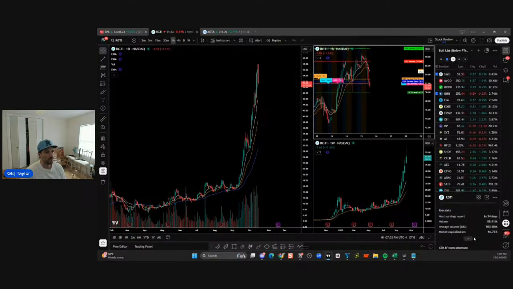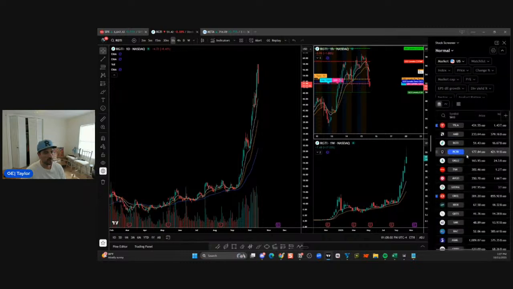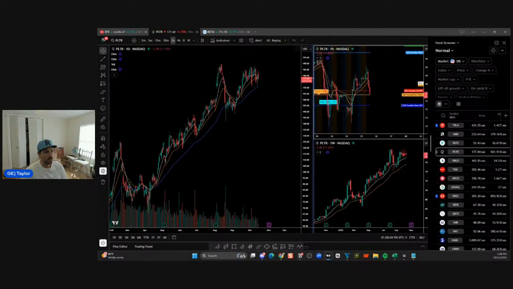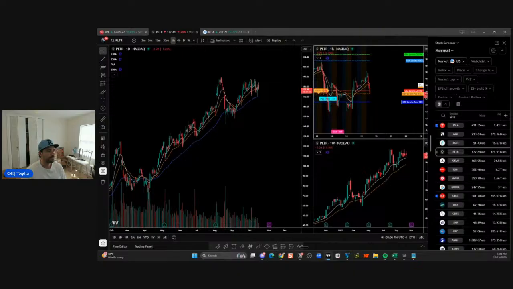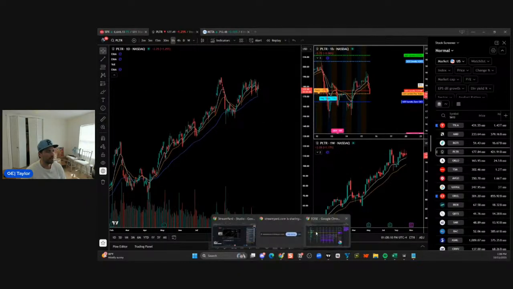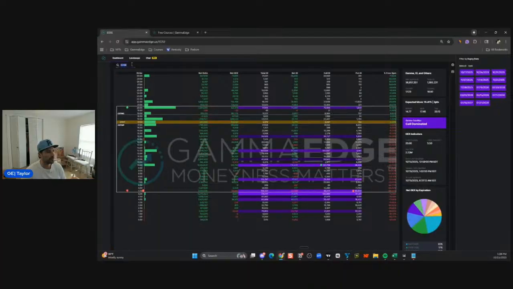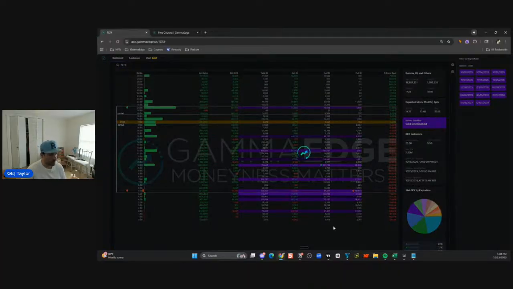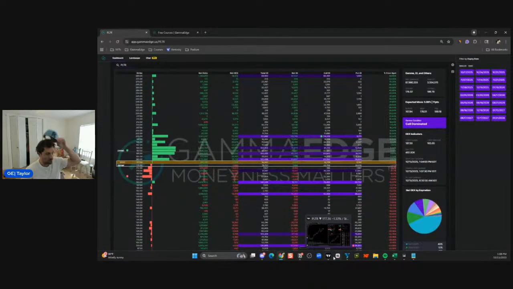RGTI, this thing's been ripping. I think this is another... never mind, this is quantum computing. Thought this was another energy name. Looking at Palantir, it's right at its P-trans level, so a key level here. See if it can hold or not. We can go look at the structure real quick of Palantir. Yeah, a key inflection point right here in the name.